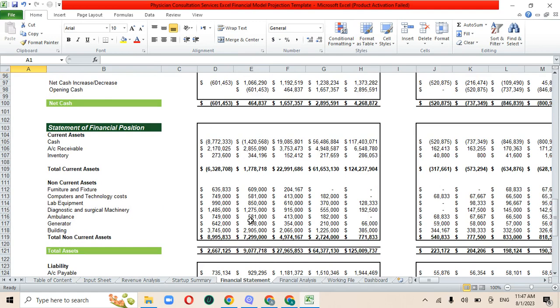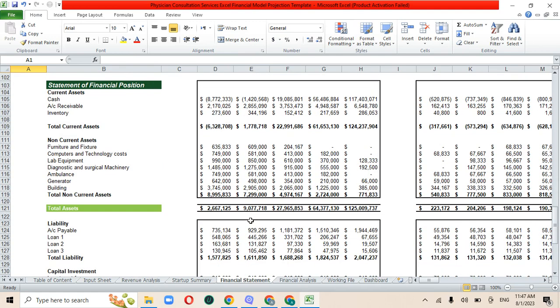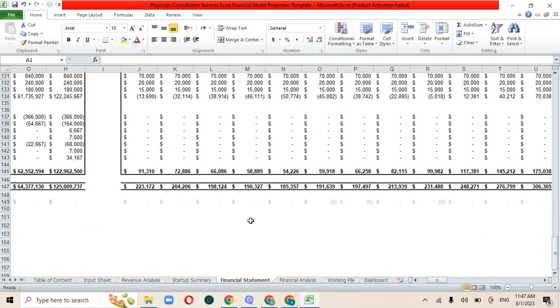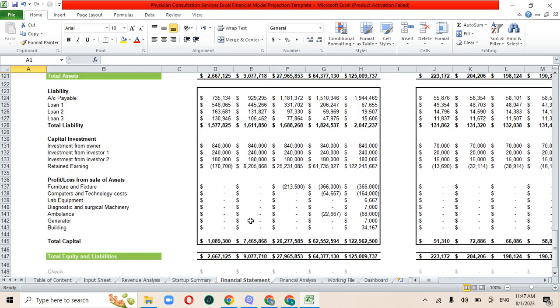And then we have the statement of financial position. It shows the total assets, liabilities, and equities of your company as at the date assumed. And you can see that the balance sheet is balanced based on the forecasted values.